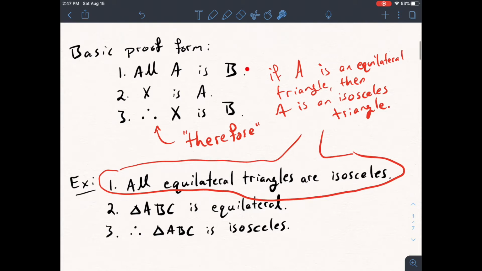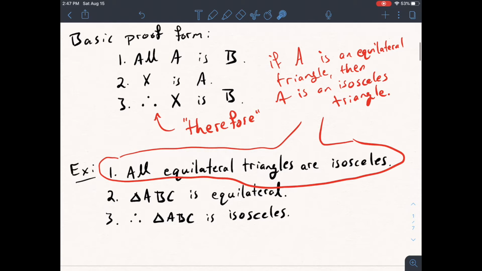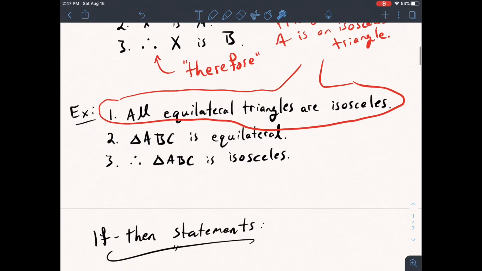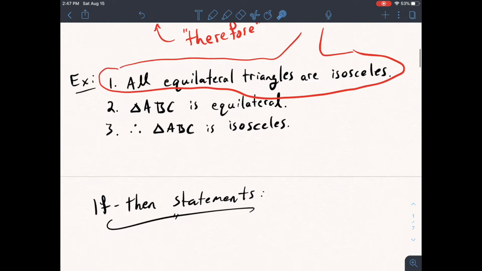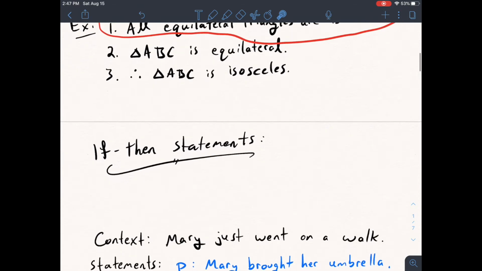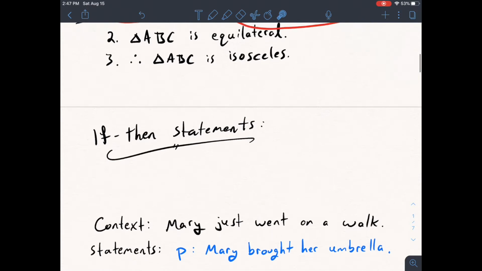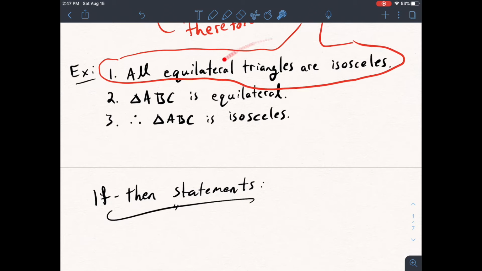Obviously, just based off of this basic proof form, if-then statements are going to come up a lot when it comes to proofs and theorems and proving things. So they're going to be very important in this entire semester. So let's talk about them now. If-then statements usually have some context. The context up here is that we're just working in geometry.